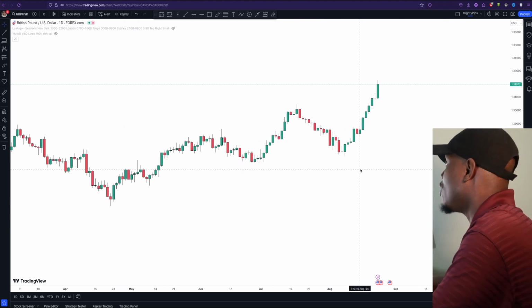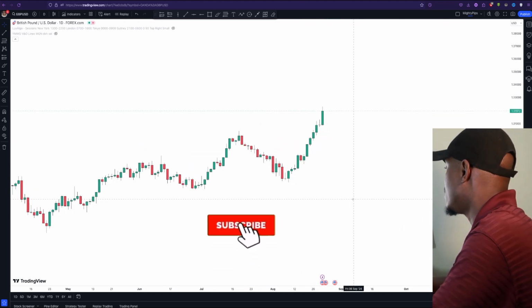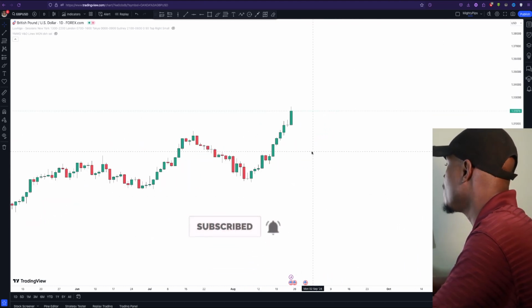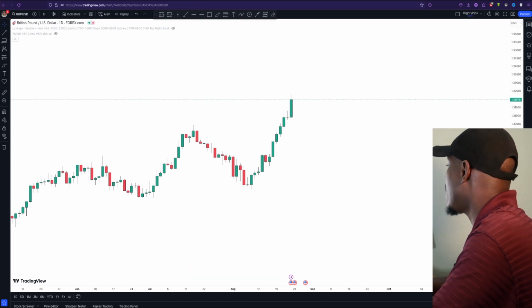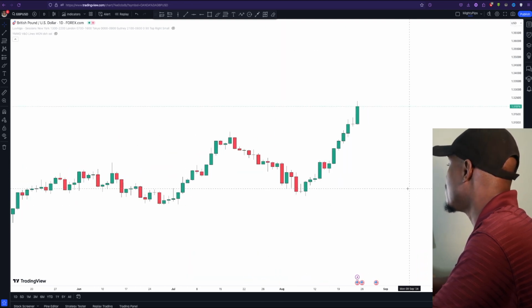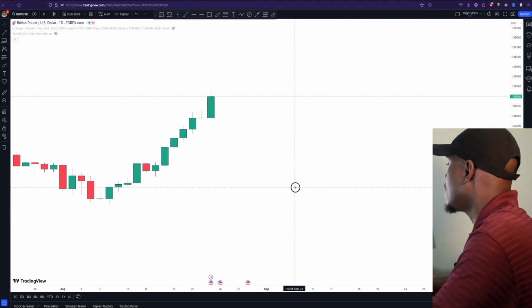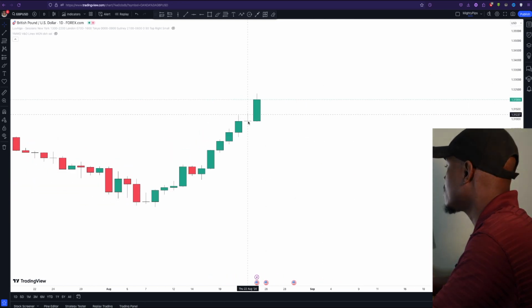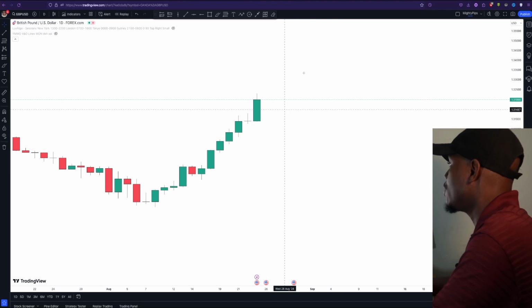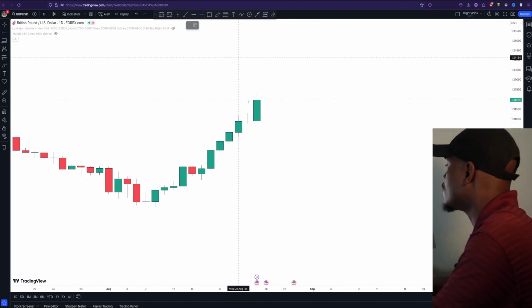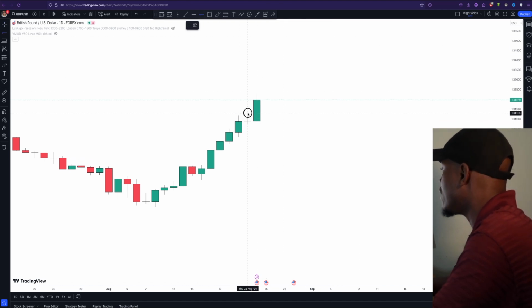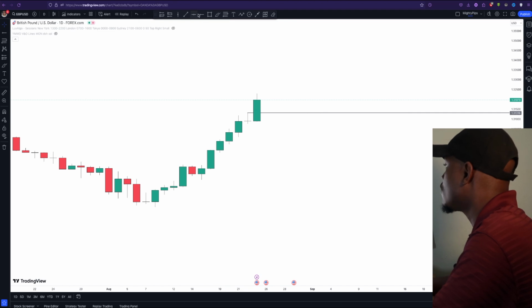So here we are on the GBP USD daily chart. What you want to do is go and look at the previous day, which is this doji here. Let me zoom in so that you guys can see clearly. This doji right here, that is yesterday's candle. So you want to get a horizontal ray and mark the high of that candle and also mark the low of that candle like this.